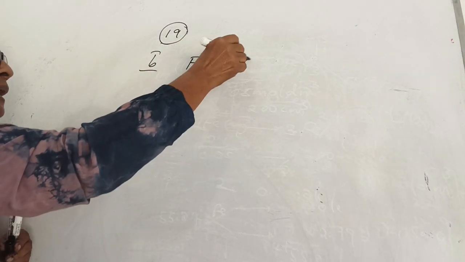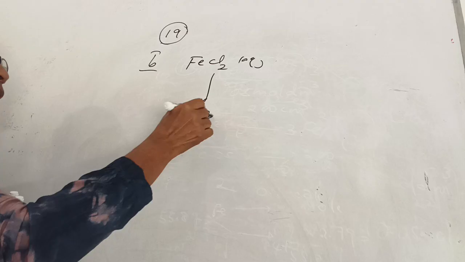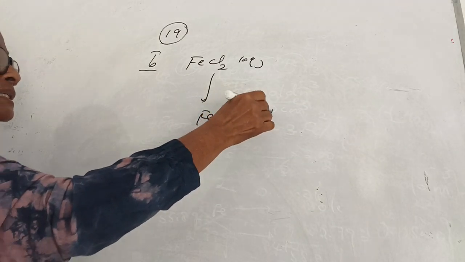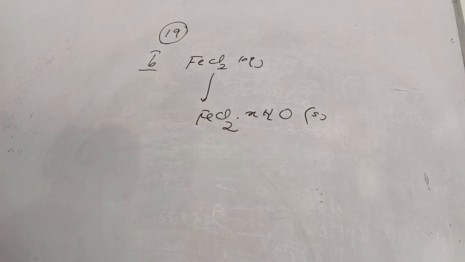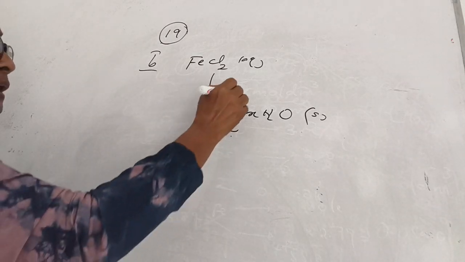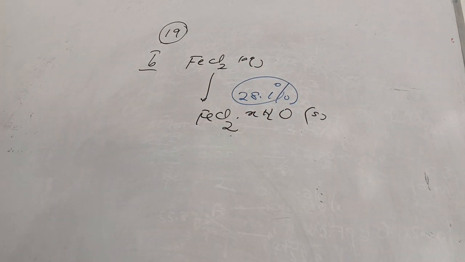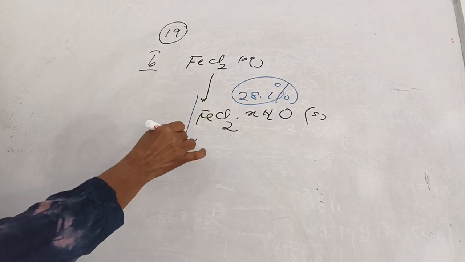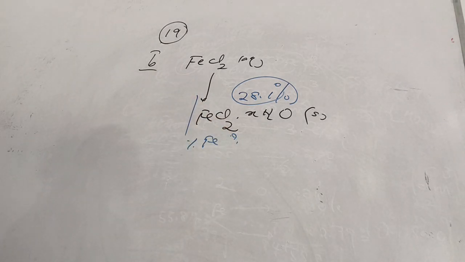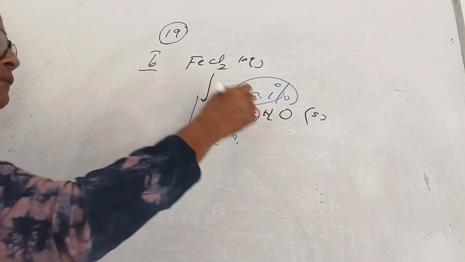Iron 2 chloride aqueous solution is converted into iron 2 chloride with a certain amount X of water. At the end it produces a solid, and analysis shows this solid contains 28.1% iron. So this is the percentage of iron in this compound identified through analysis. The question is asking to find the value of x.